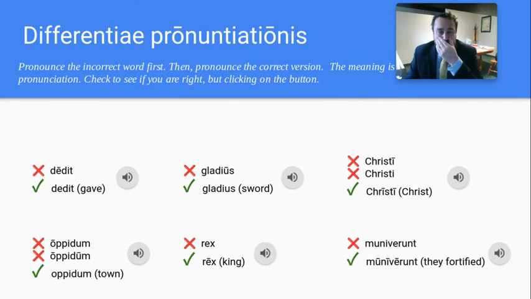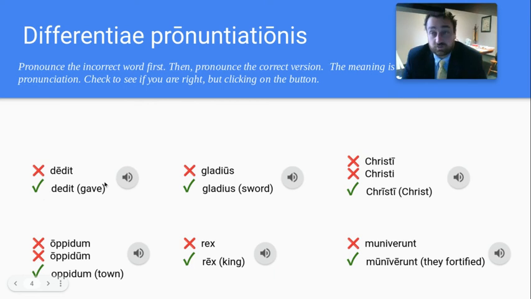Okay, on this one, you're going to give it a try. There is a correct word, the word shown next to the green check mark, and it gives the meaning of the word. So dedit means gave. The red is a misspelling, so either putting in a macron where it doesn't belong or taking a macron that should be there and removing it. And then when you click the button, there's a pronunciation of the wrong way, or some of them have two wrong pronunciations, with the pronunciation of the correct way.